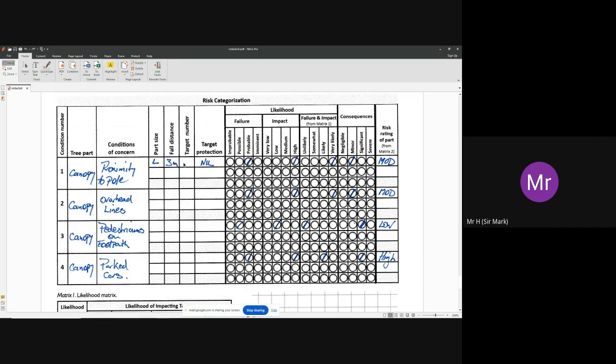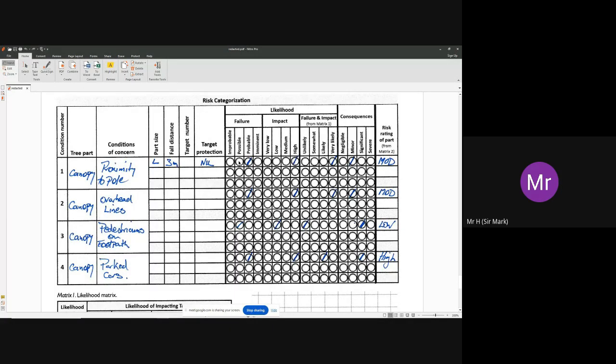Fall distance, 3 meters, target protection nil. The likelihood that the branches are going to fail, that's where I get really problematic. If I take probable to mean, and now I'm not going to be literal, more likely than not, which is 50% or higher. But if we say it's in that first order of magnitude, so 1 in 10 to 100% chance, is not probable. Otherwise, we would have talked about already failed branches. The fact that none of the branches have failed tells us that it's not probable but possible.